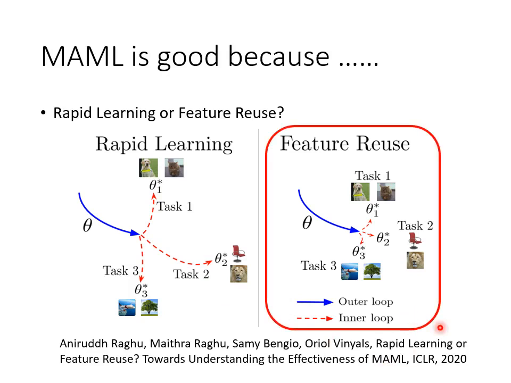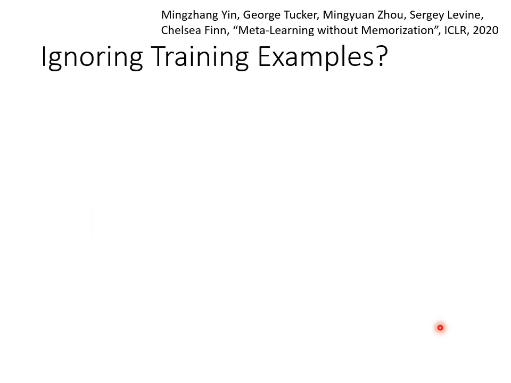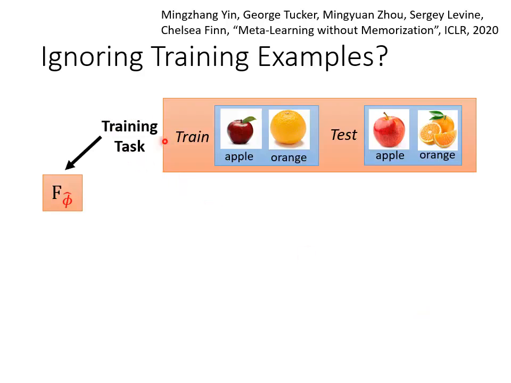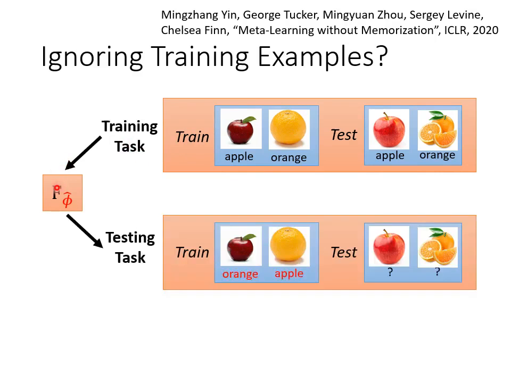You can check the paper to see the evidence about feature reuse. If MAML tends to do feature reuse, then there is an issue. For example, you'll have a training task, which is binary classification. You want the model to discriminate between apple and orange. You have this training task. Then you learn an algorithm. Then we have a testing task. The testing task is very similar to the training task. We also ask the machine to classify apple and orange.